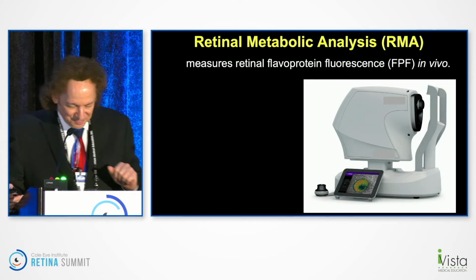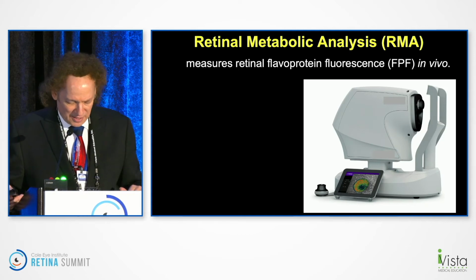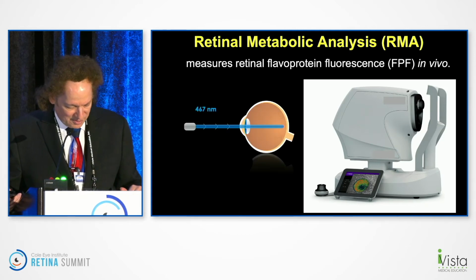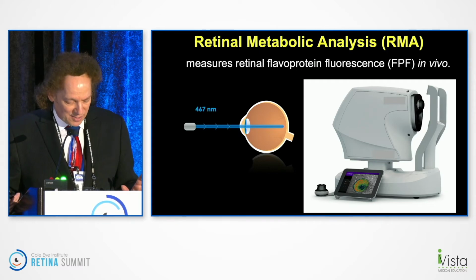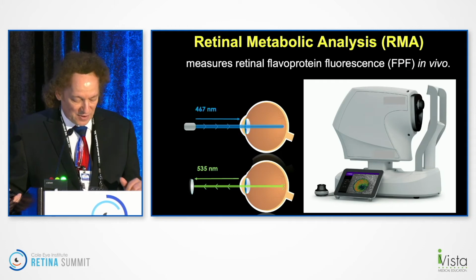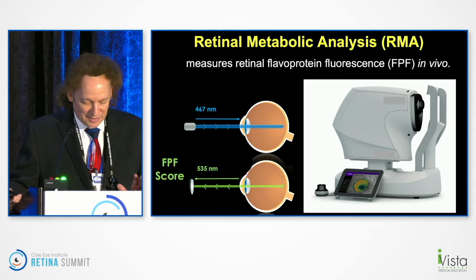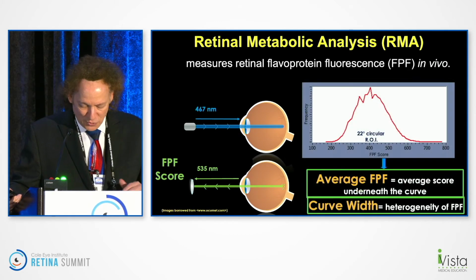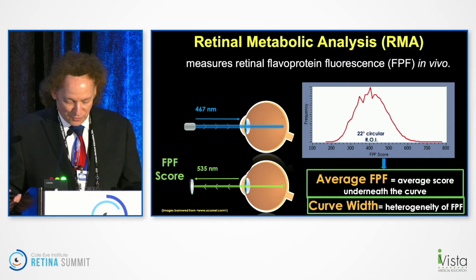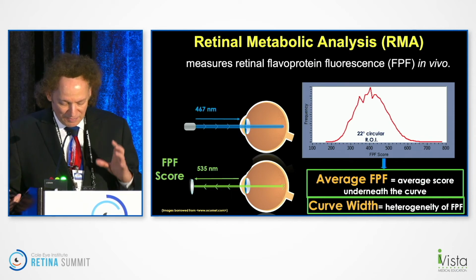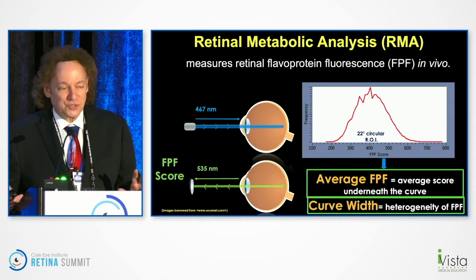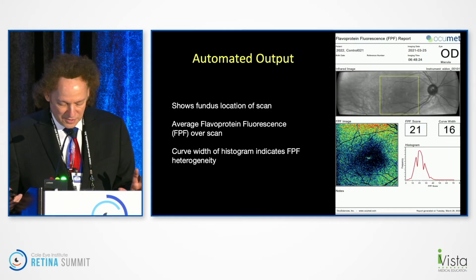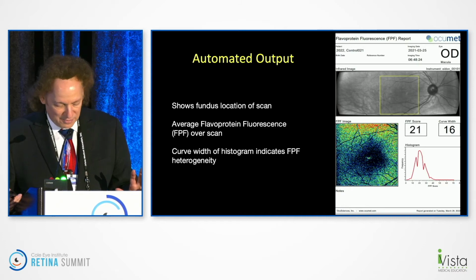This is the device, which you may recognize. It basically uses a light source at 467, short blue wavelength, and then looks at the fluorescence at 535. It then gives you an average flavoprotein fluorescence of the area that you're looking at, and a reading of the variation, or what they call the heterogeneity. Here's a typical output from this device.